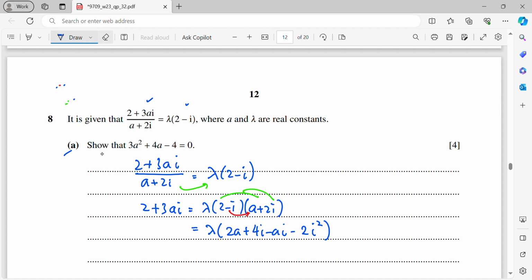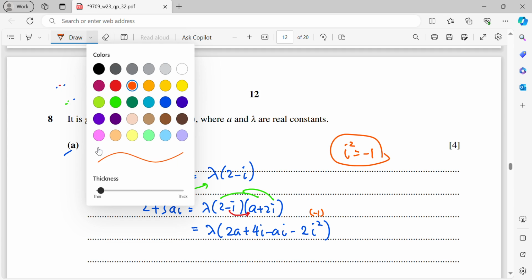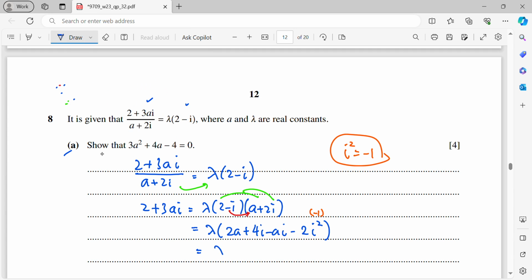Okay, remember i squared is minus 1. Therefore, this is minus 1. Okay, so I will be getting equals to lambda bracket 2a, so plus 4i minus ai, minus 2 times minus 1 is plus 2.